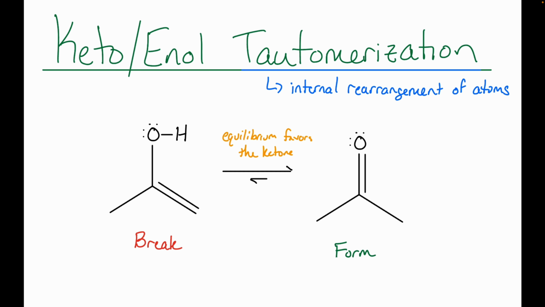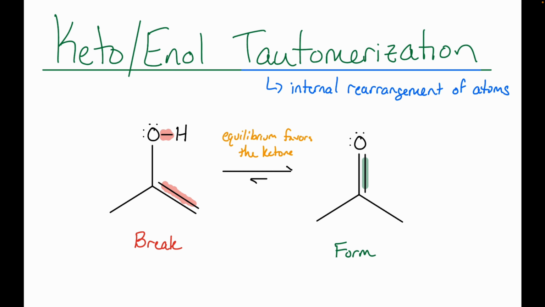All right, the breaking one is fairly straightforward. What bonds do I need to break? Oxygen-hydrogen bond. What else? The carbon-carbon double bond. What bonds do I need to form on my product side? That oxygen-carbon double bond. And there's one more.